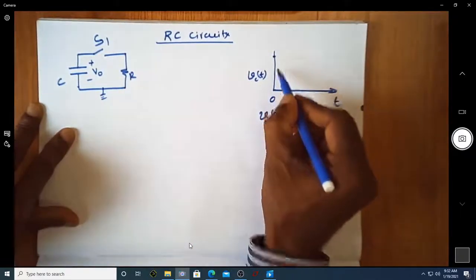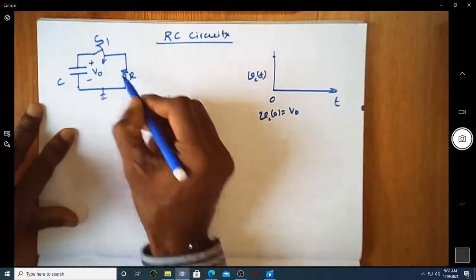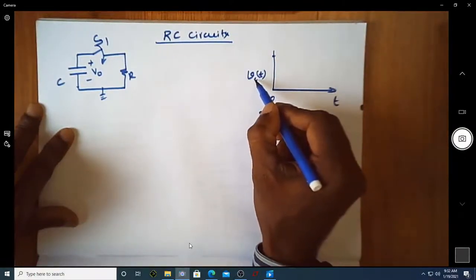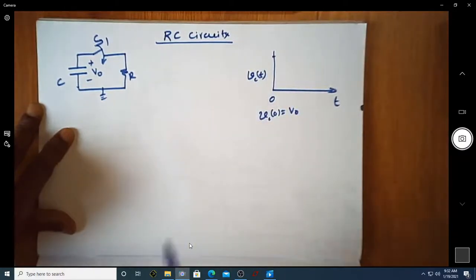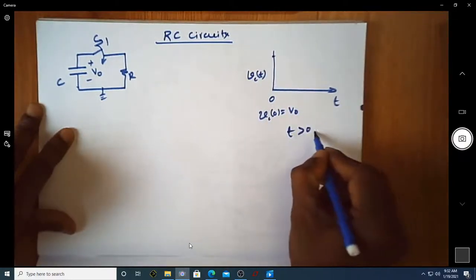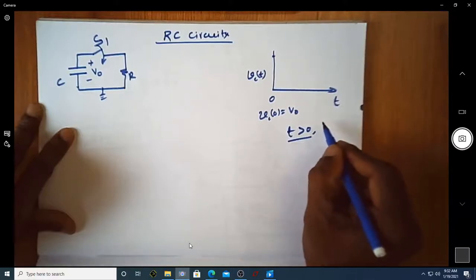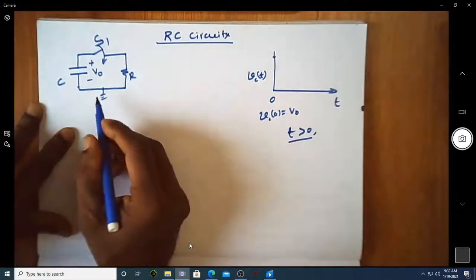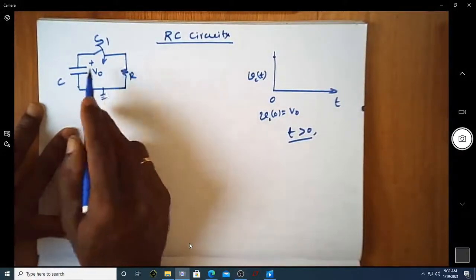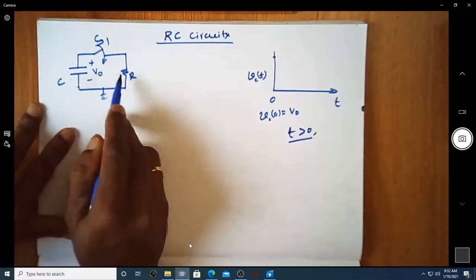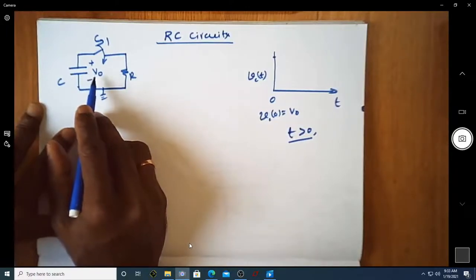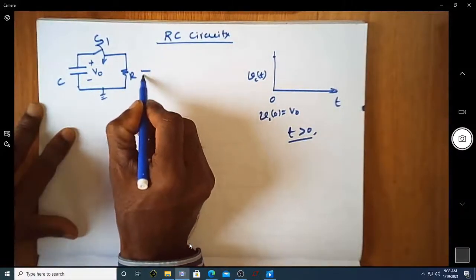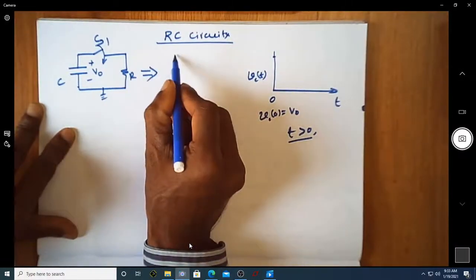So we want to see, as we close the switch at t is equal to 0, what is the behavior of the capacitor voltage, what is Vc of t as t is greater than 0. Because at t greater than 0 we are closing this switch S1. So to understand the working of this very simple RC network with a capacitor with an initial voltage of V0, let us write the equivalent circuit when the switch is closed.